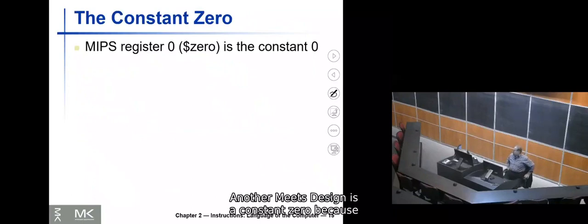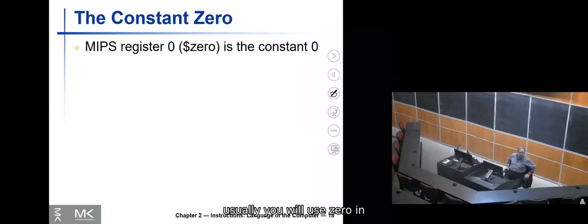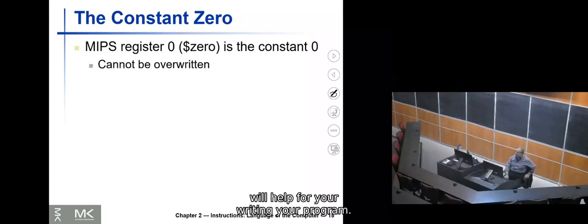Another MIPS design is a constant zero, because usually you will use zero in your programs, and you need that. So MIPS put a specific register, called register 0, and it is always 0. You cannot change it. You cannot load something to that register or add something to it. It is always 0, and it will help in writing your programs.